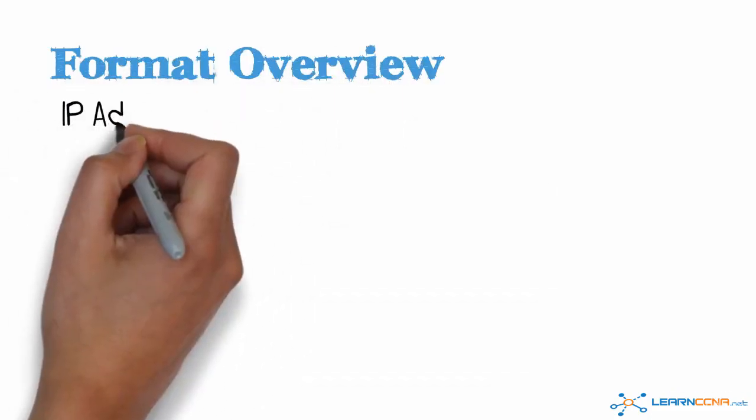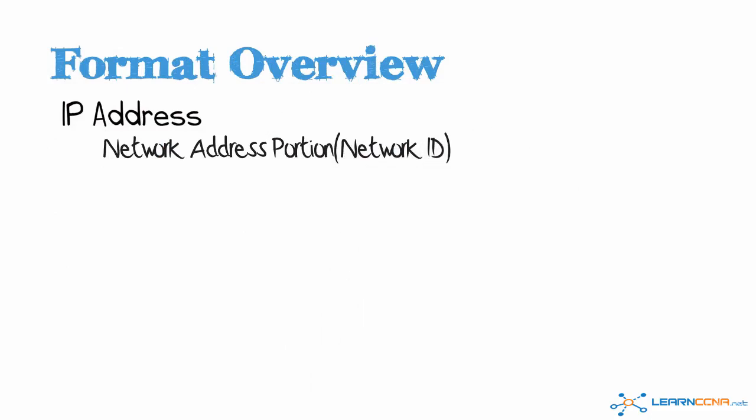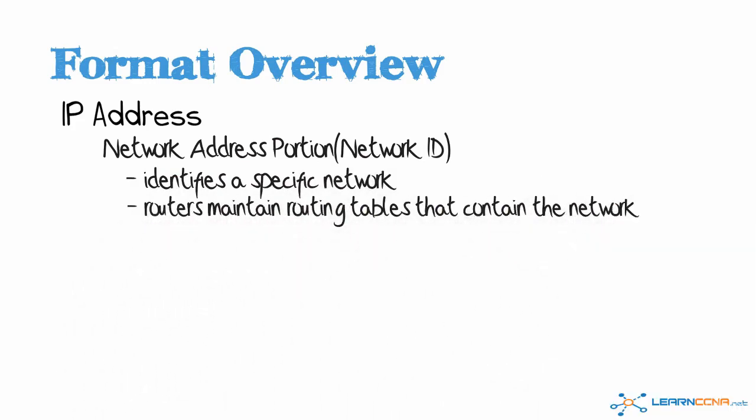So, an IP address consists of two main portions. We have the network address portion, also known as the network ID. This identifies a specific network. Routers maintain routing tables that contain network addresses.